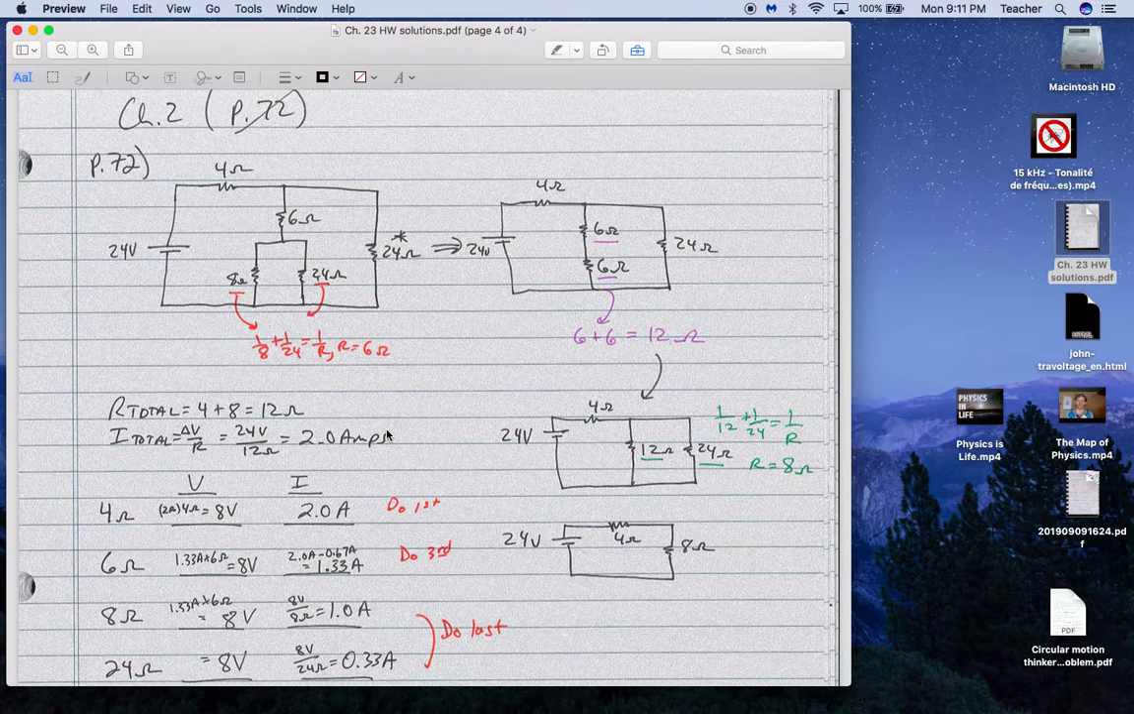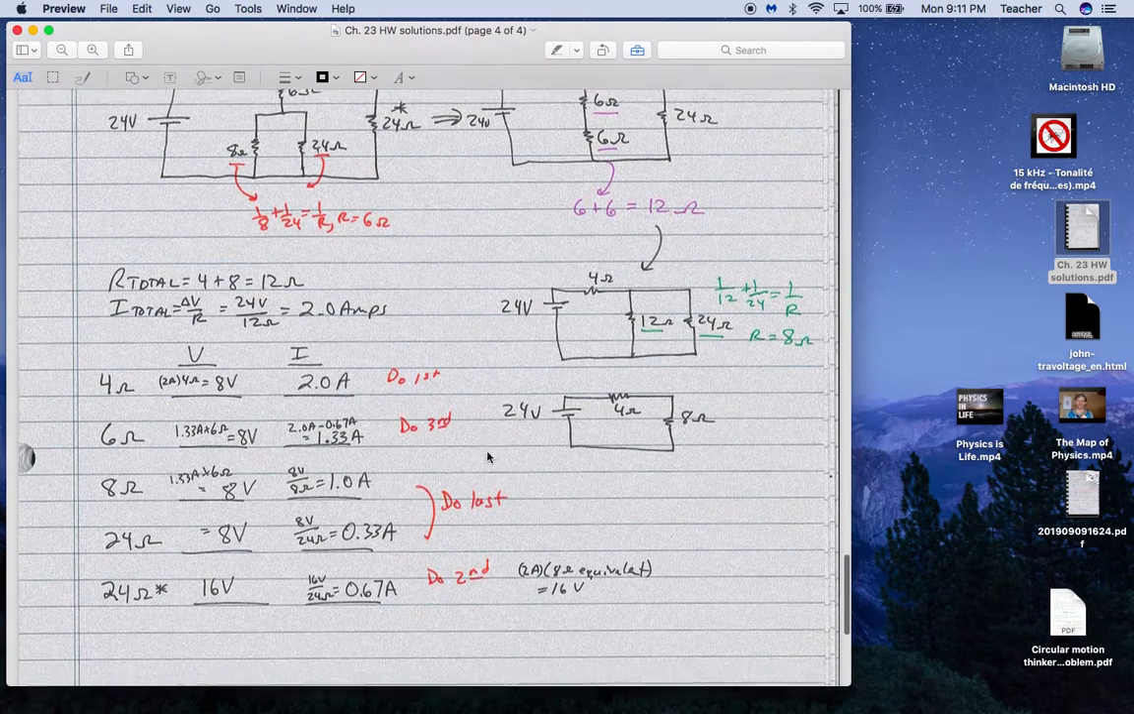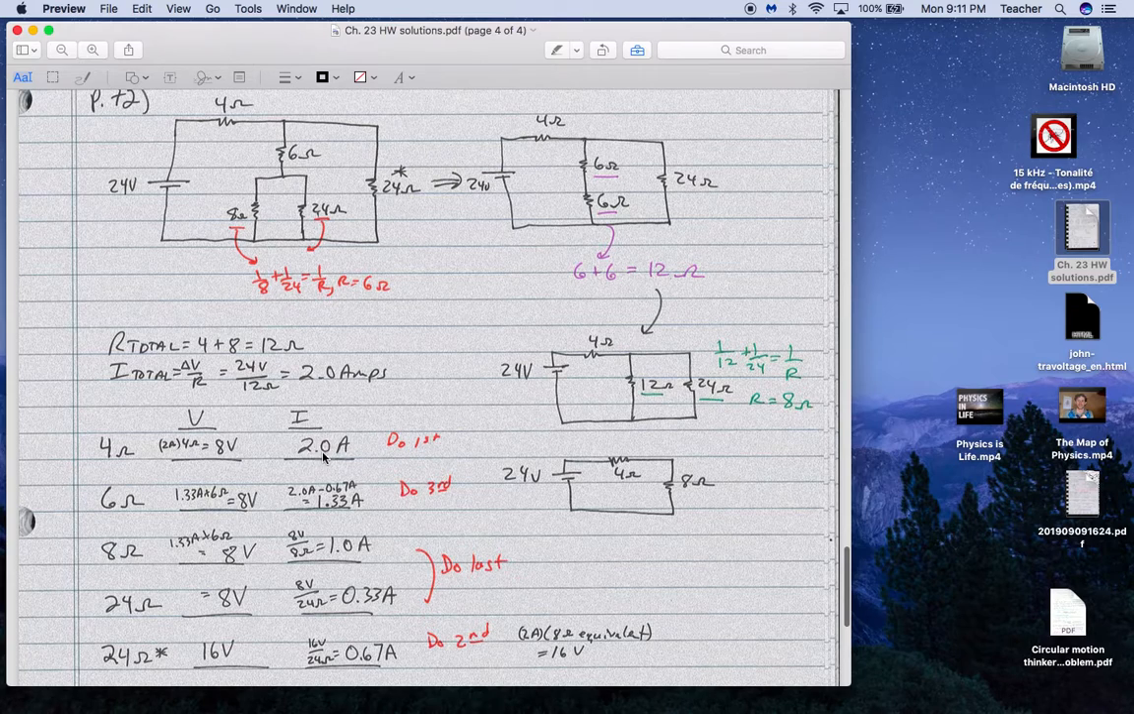Total current is 2 amps. So once I know my total current, that's the current going through the 4 ohm resistor, 2 times 4 is 8 volts. That means I have 8 volts left to use for the rest of the trip. So, that means I have 16 volts to use for the rest of the trip.